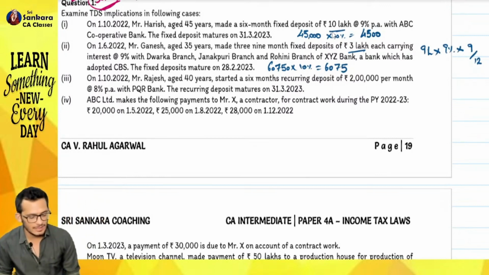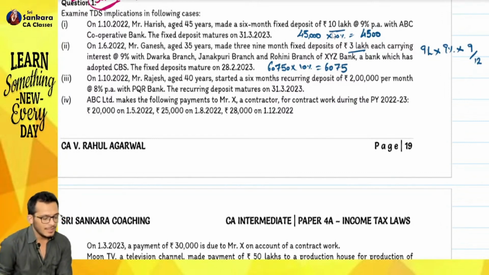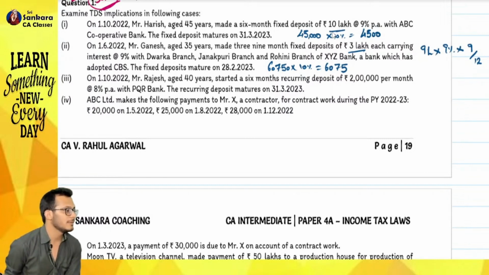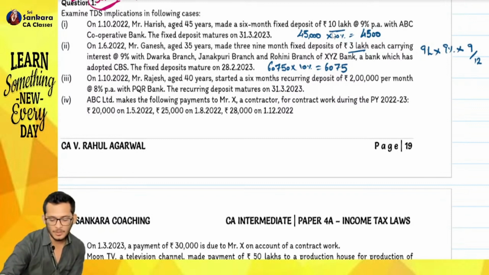Rajesh, age 40 years, started a 6 months recurring deposit of 2 lakhs per month at 8% per annum with PQR Bank. Recurring deposit matures on 31st March. He has made what? Recurring deposit. Every month he is going to deposit 2 lakh rupees.